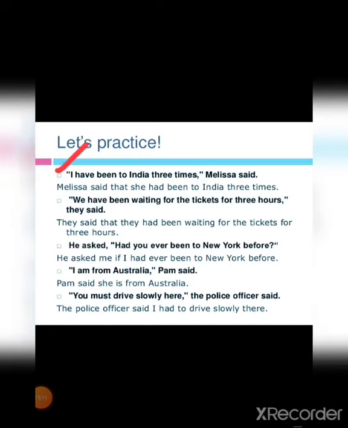For example, I have been to India 3 times, Melissa said. So here, how will you change the sentence into indirect speech? Melissa said that she had been, "I had been". Who is "I" over here? Obviously, it's Melissa. Melissa is talking about herself. So that is why "she". "Have been" will change to "had been". She had been to India 3 times.